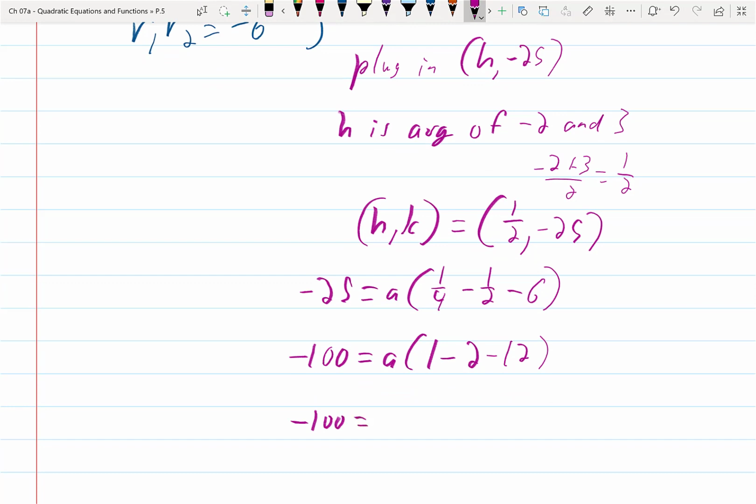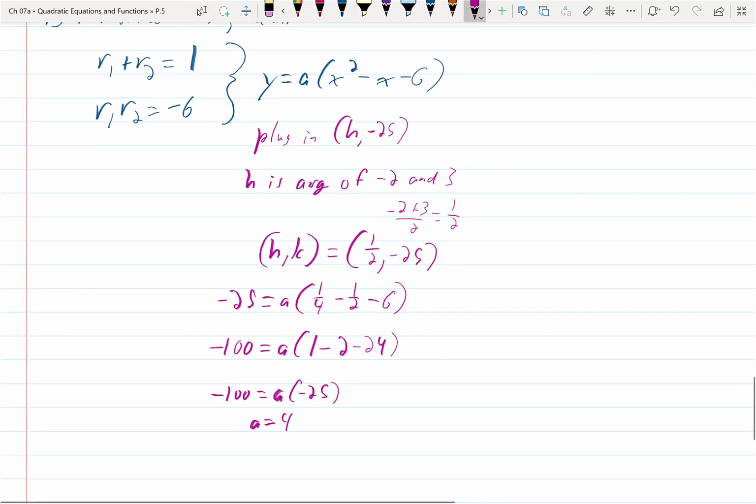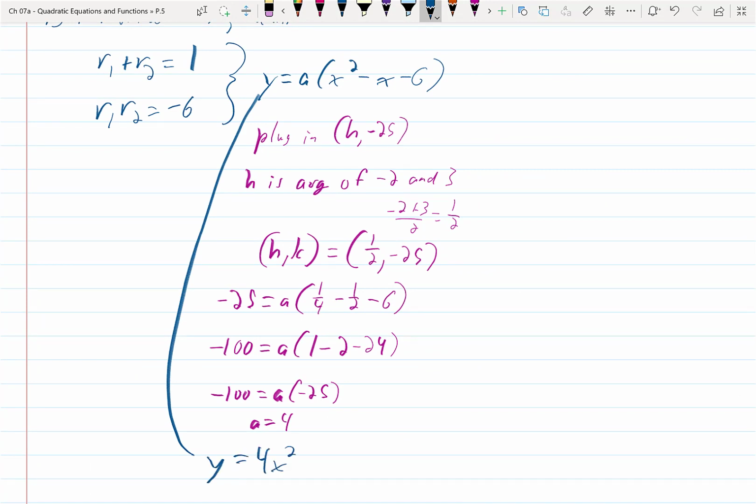Would you multiply the a or not? No. Wait, would it be minus 12 or would it be minus 24? Oh, it'd be minus 24. Thank you. So we multiply by 4. So 1 minus 2 minus 24. We get a times negative 25. And I get a is equal to 4. So then let's go back down here. y is equal to 4x squared minus 4x minus 24.